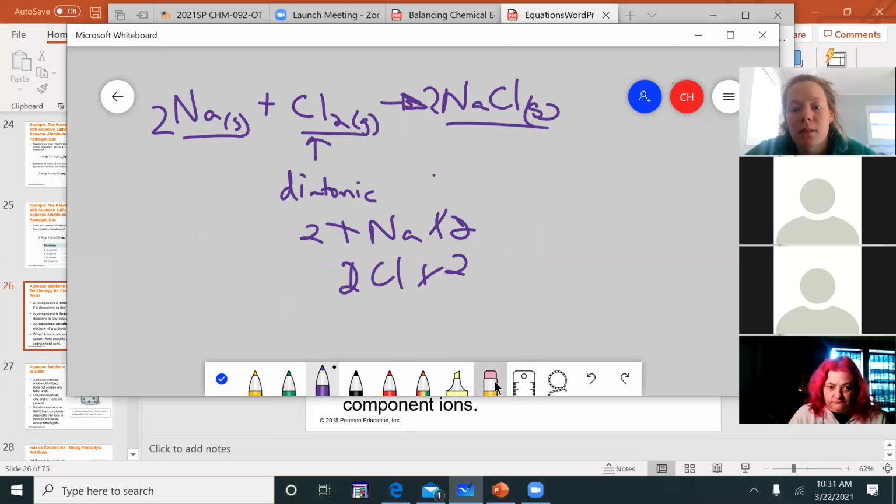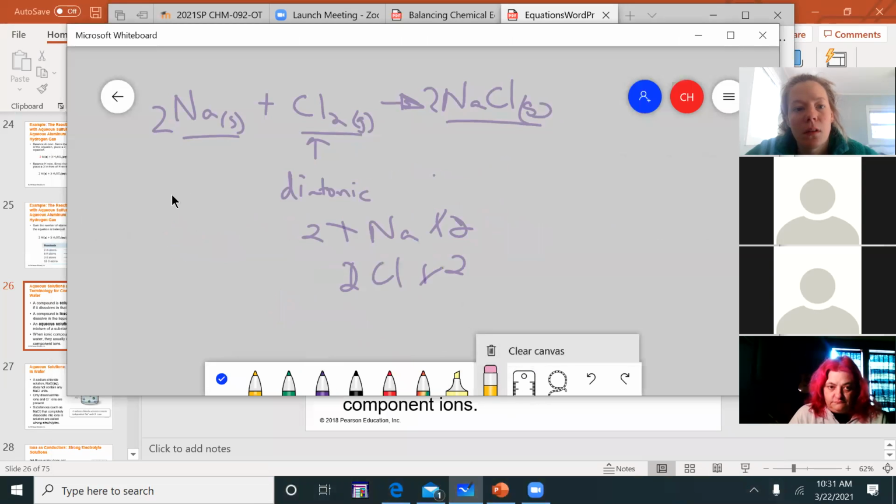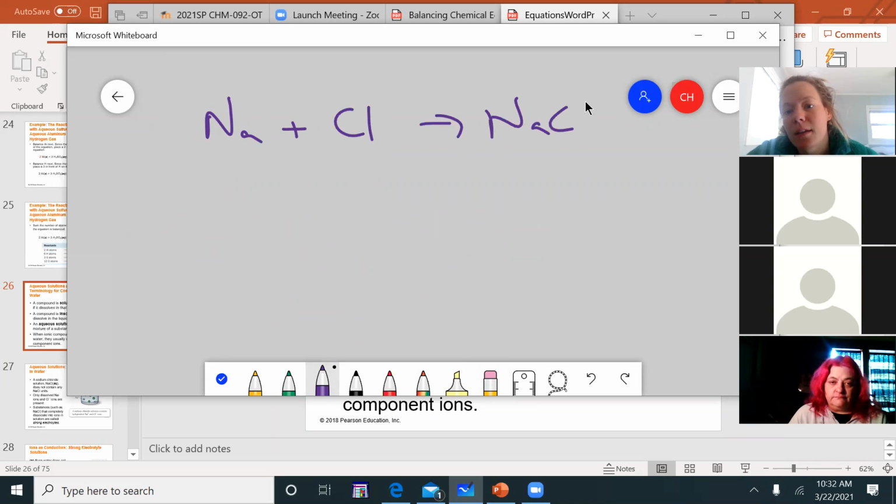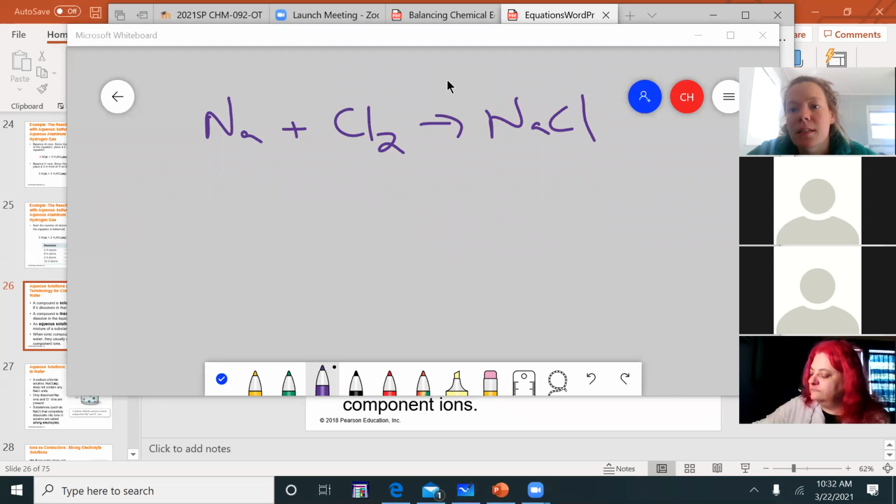If you had written it like this, sodium and chlorine, that just means, okay, I've got sodium and chlorine and it produces sodium chloride. You would think you are already balanced, right? But you're missing the diatomic. So always check. Ask yourself, when it's in elemental form, is it a diatomic? So that one wasn't too bad. Let's look at the next one because it's a little more cumbersome.